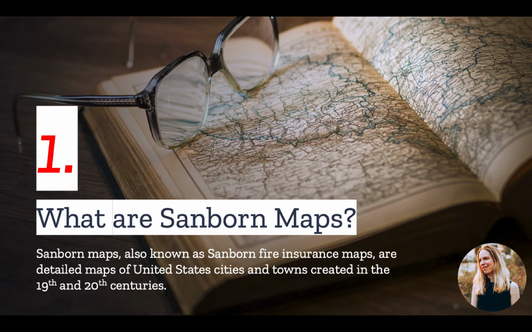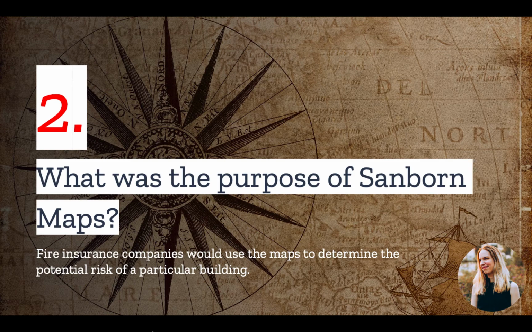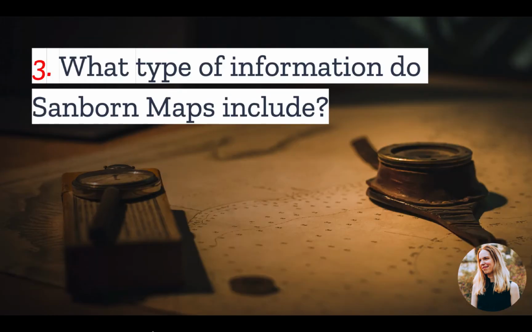Sanborn maps, also known as Sanborn Fire Insurance Maps, are detailed maps of United States cities and towns created in the 19th and 20th centuries. Number 2. What was the purpose of Sanborn maps? Sanborn maps were originally published by the Sanborn Map Company, which is where their name comes from. The maps were created to allow fire insurance companies to assess their total liability in urbanized areas. Yet today, their detailed information about properties and individual buildings is very useful for documenting changes in the built environment over decades.